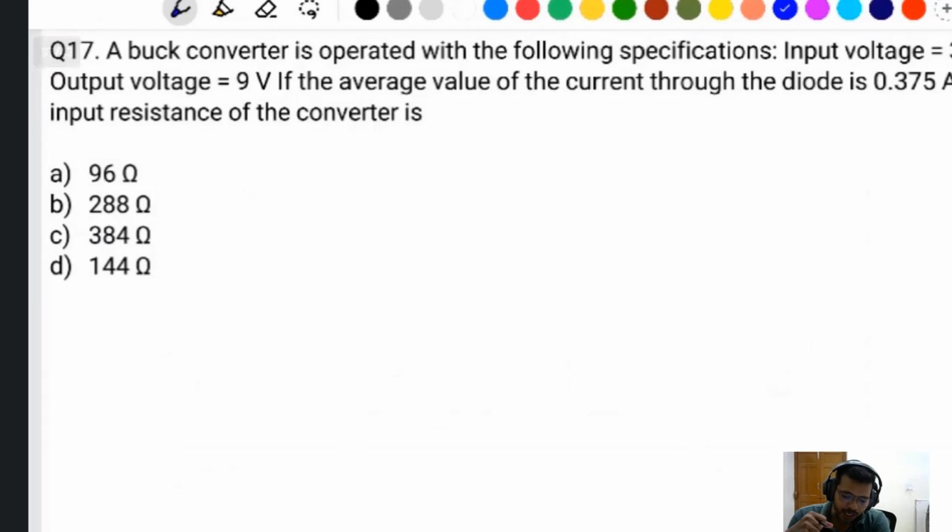Next question is, when a buck converter is operated with the following specification: input voltage 36 volt, output voltage 9 volt. If the average value of current through the diode is 0.375 ampere, then find the input resistance of the converter.